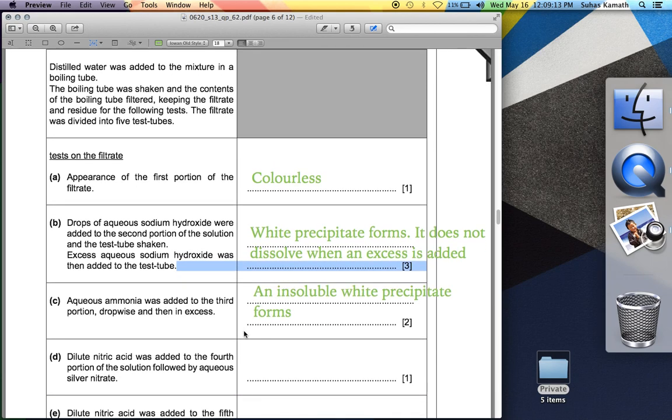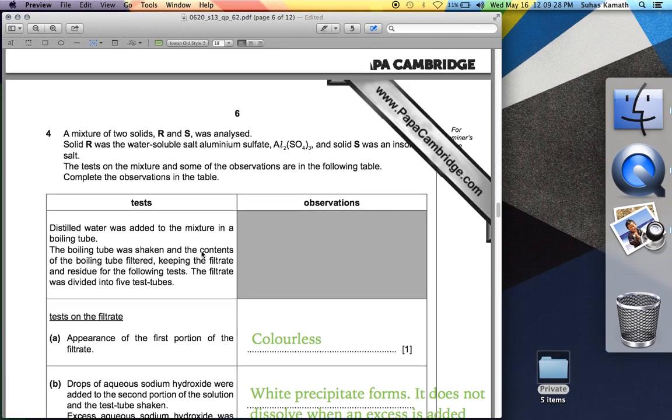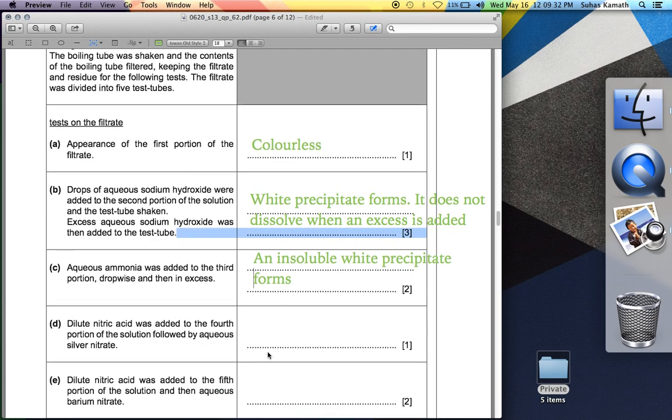Dilute nitric acid was added to the fourth portion of the solution, followed by aqueous silver nitrate. By this, you can test for halides. So we don't really have any halides here. So you just write no reaction.